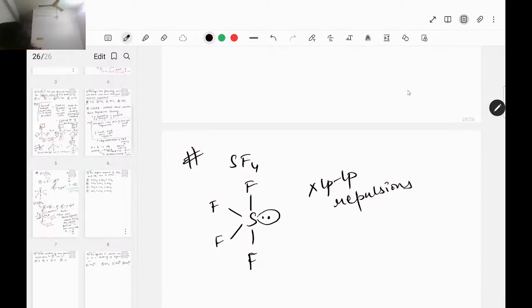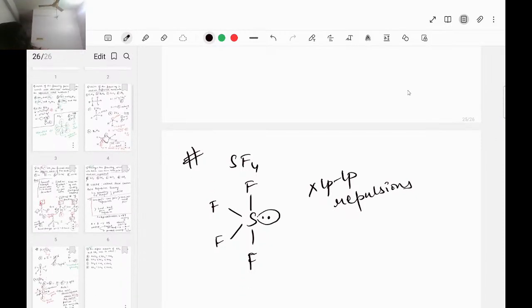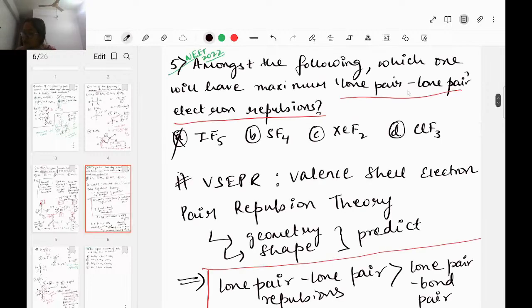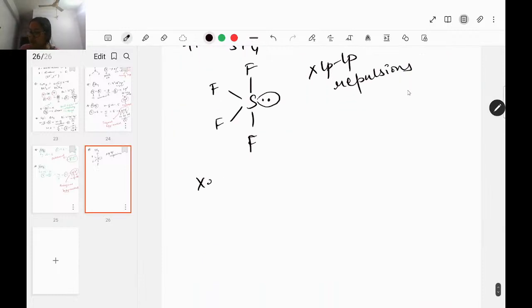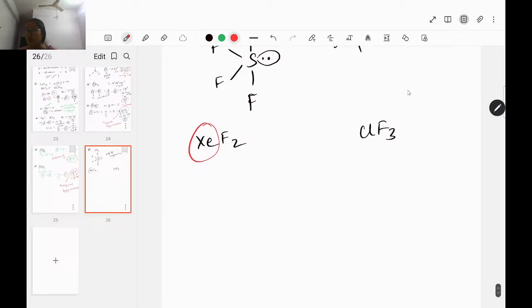So let me go back to my question. Yes, SF4 is also incorrect. Now let us talk about XeF2 and ClF3. Let us do that quickly. For XeF2, which one is the central atom? Xenon is the central atom.